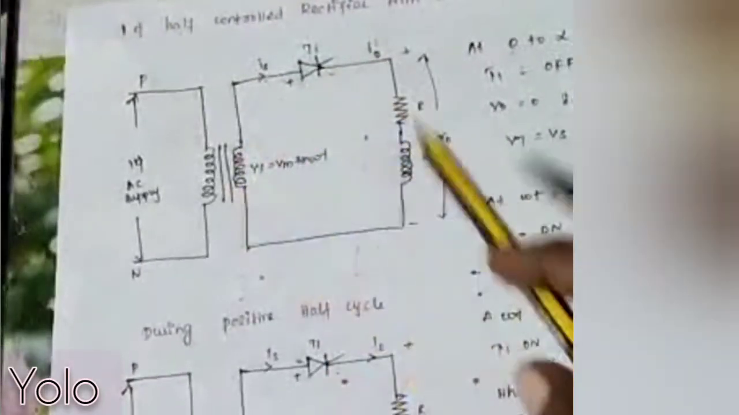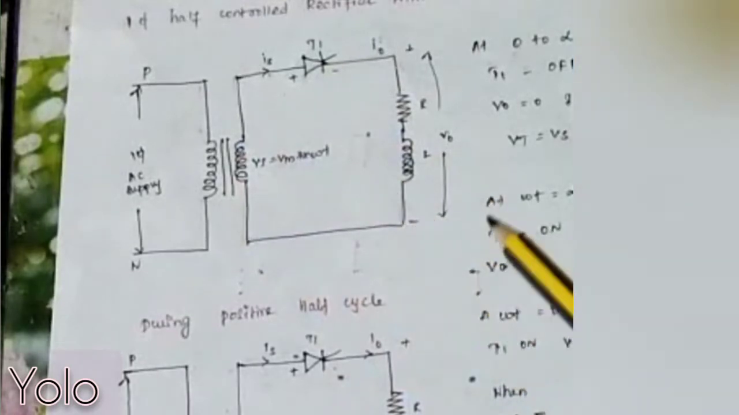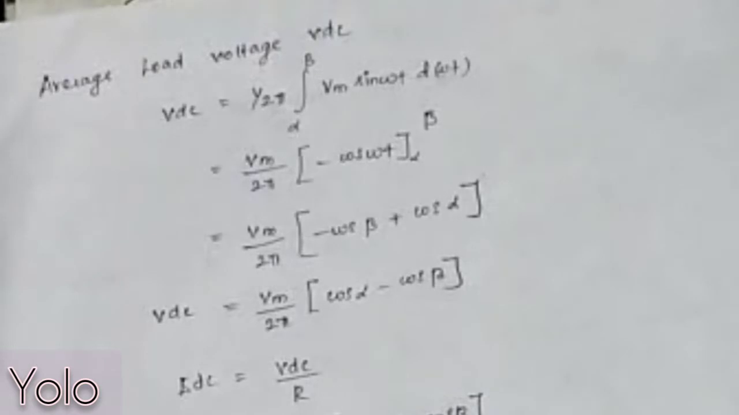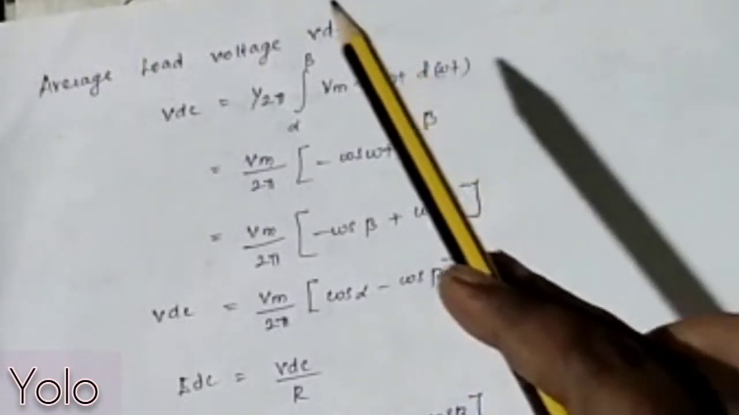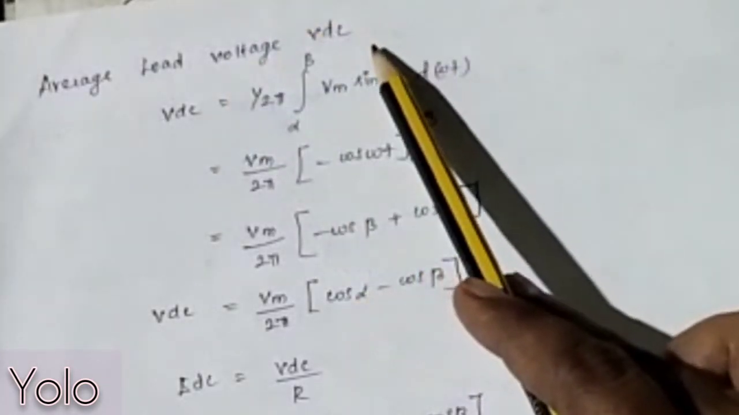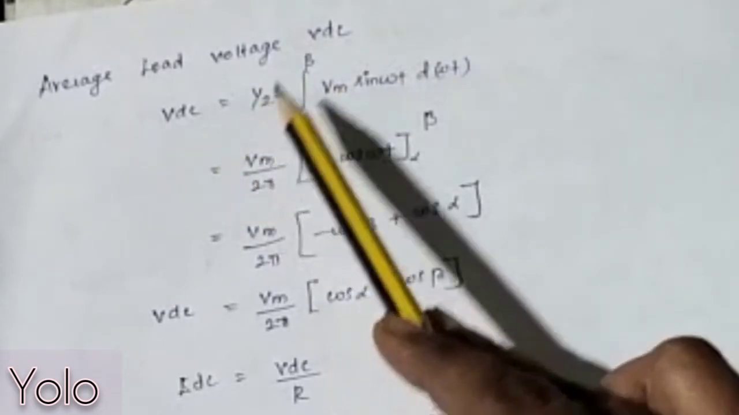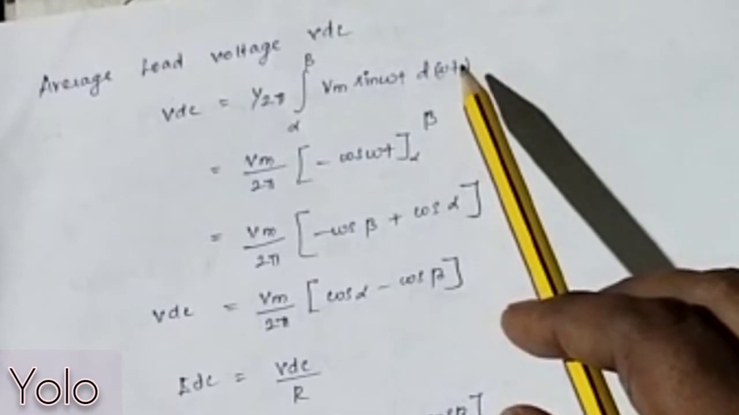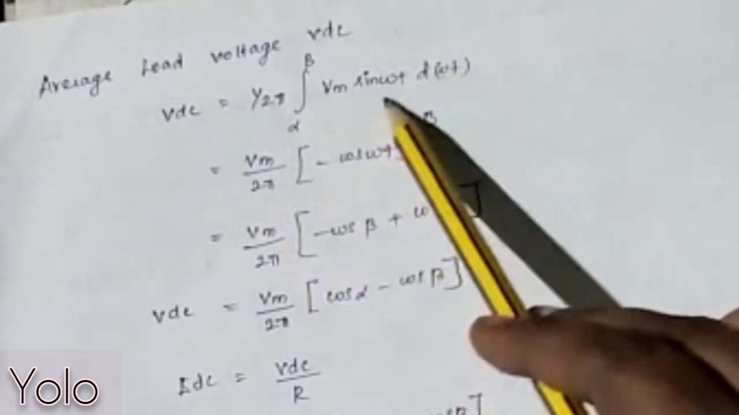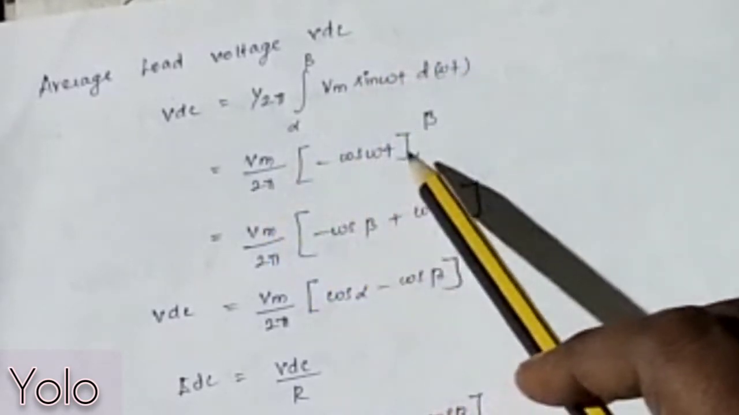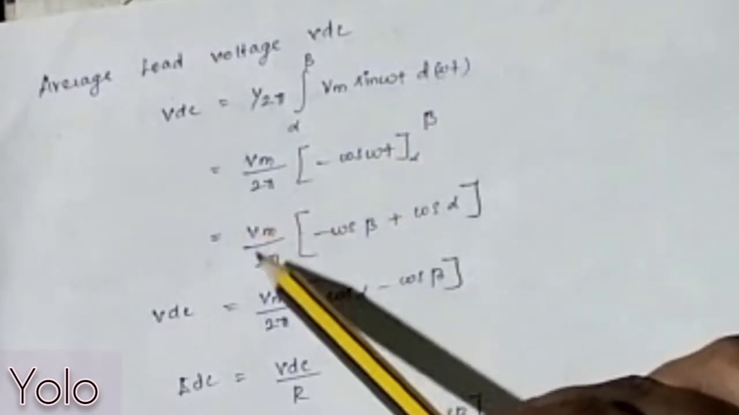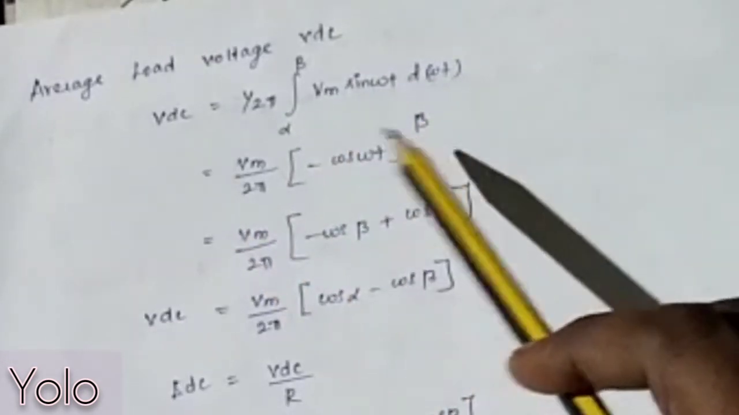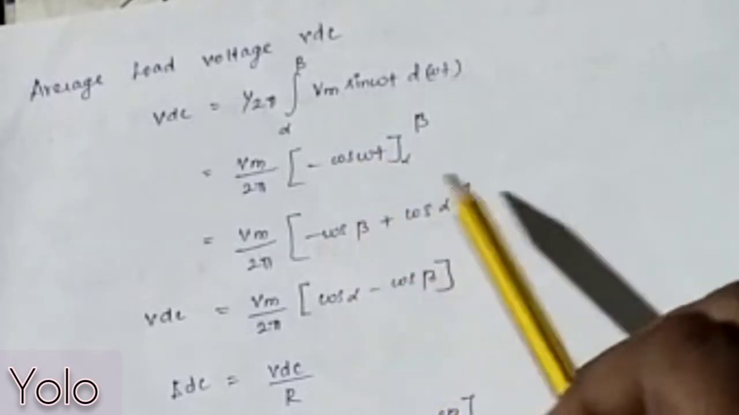Now we can take Vm divided by 2 pi outside. The integration of sin omega t d omega t equal to minus cos omega t. Next we derive the equation: Vm divided by 2 pi, we substitute upper limit minus lower limit, minus cos beta plus cos alpha. So we get the output voltage VDC equal to Vm divided by 2 pi into cos alpha minus cos beta.